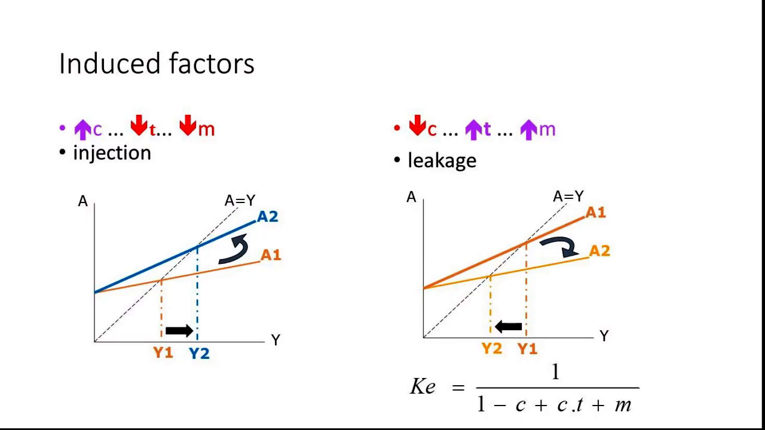And the other way around, if consumers decide to save more, and it's due to a reduction in the marginal propensity to consume, it would lead to the expenditure function swiveling down. Similarly, if tax rates go up, that would swivel the expenditure function down. If marginal propensity to import is greater, that also swivels the expenditure function down, causing a decline in incomes and production.